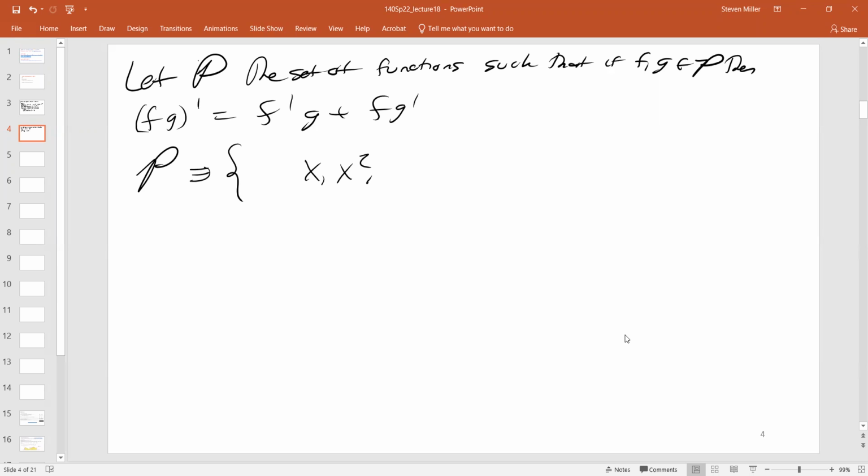We have x, x squared, x cubed. We also know it works when we just take the function 1, because if we take one of our functions to be 1, its derivative is just 0, and the product rule is going to hold. So we know that this set of functions works. Okay? So here is a lot.